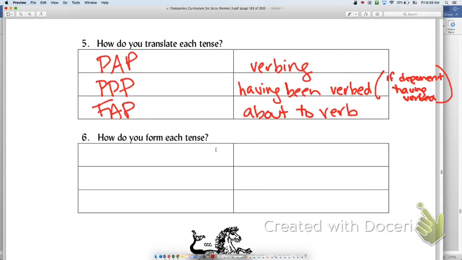Okay, here's the tough one. How do you form each tense? This is what should be on your verb sheet at this point. So you've got the PAP, where you take the infinitive minus the RE, and then it's ns, ntis. It's on the back side of your verb sheet under participles. And it takes third declension endings.